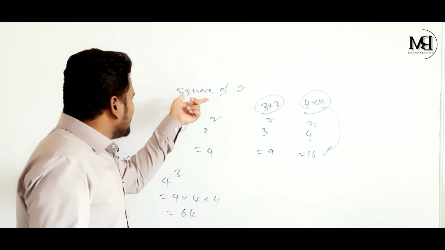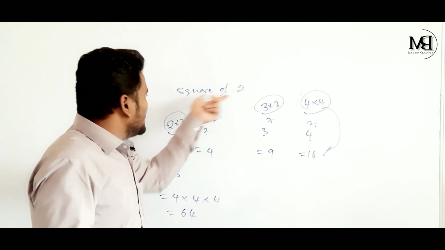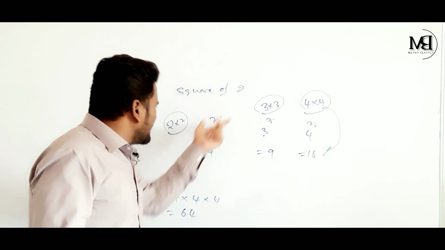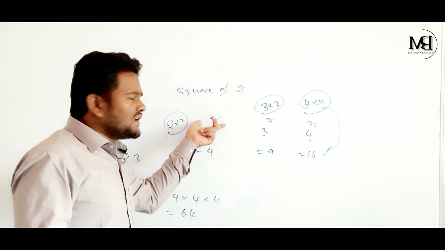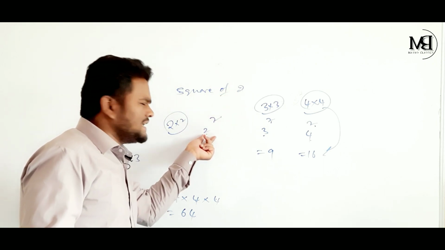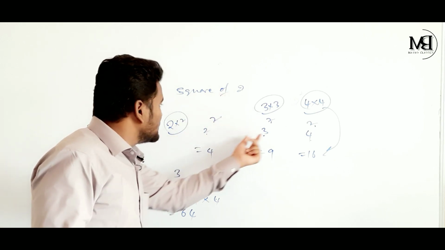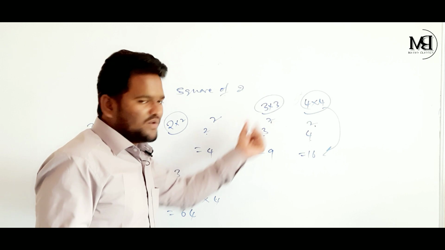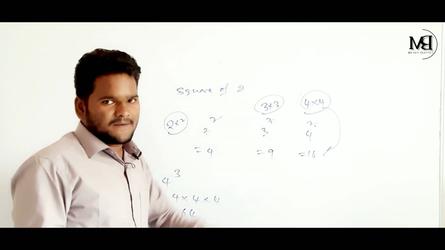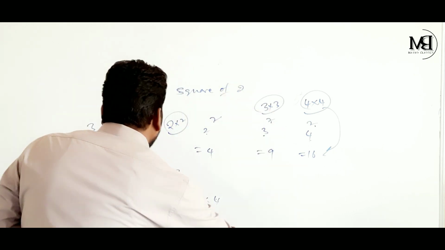Simply, when I am asking the square of 2, what is the representation? 2 power of 2 is the representation. Square of 2 is 2 power of 2, square of 3 is 3 power of 2. This is the representation. And let's see the next one.